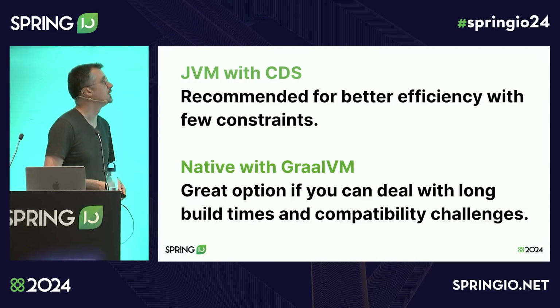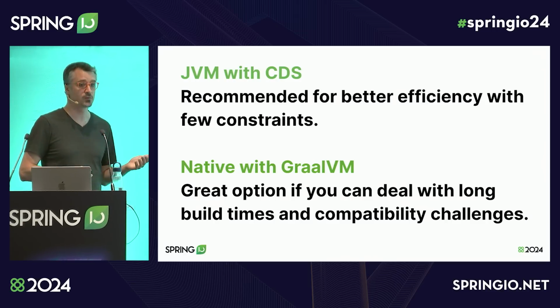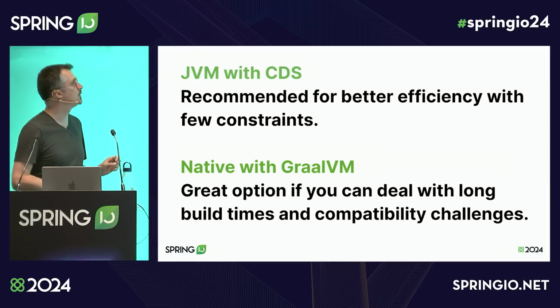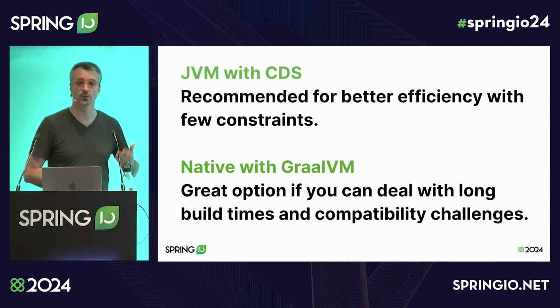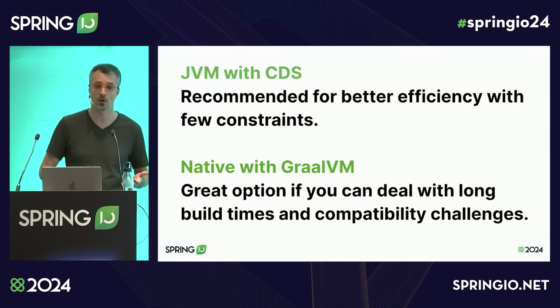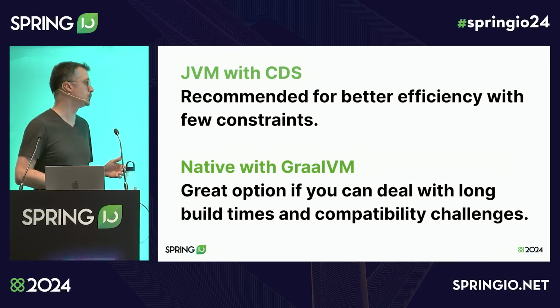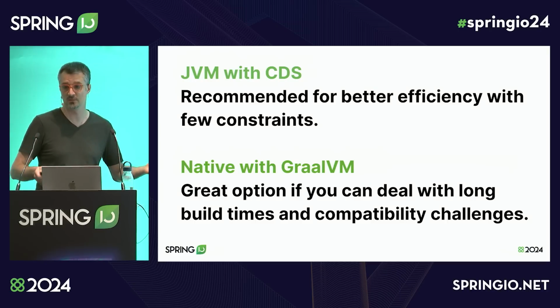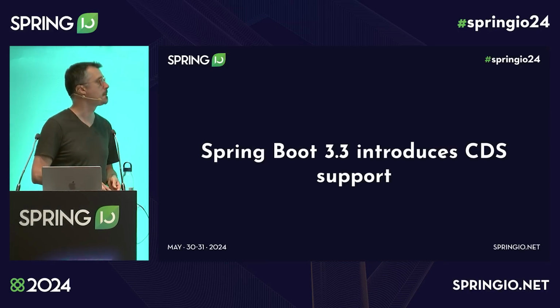So I guess the gist of what we propose, and of course, feel free to use CRaC if you want, no problem, but we tend to recommend JVM with CDS because that provides better efficiency with a few constraints. Okay, so pretty easy if you are just using regular JVM, and if you are okay to deal with long build times and compatibility challenges of native, native is a very good fit as well, but maybe not for the majority of use cases.